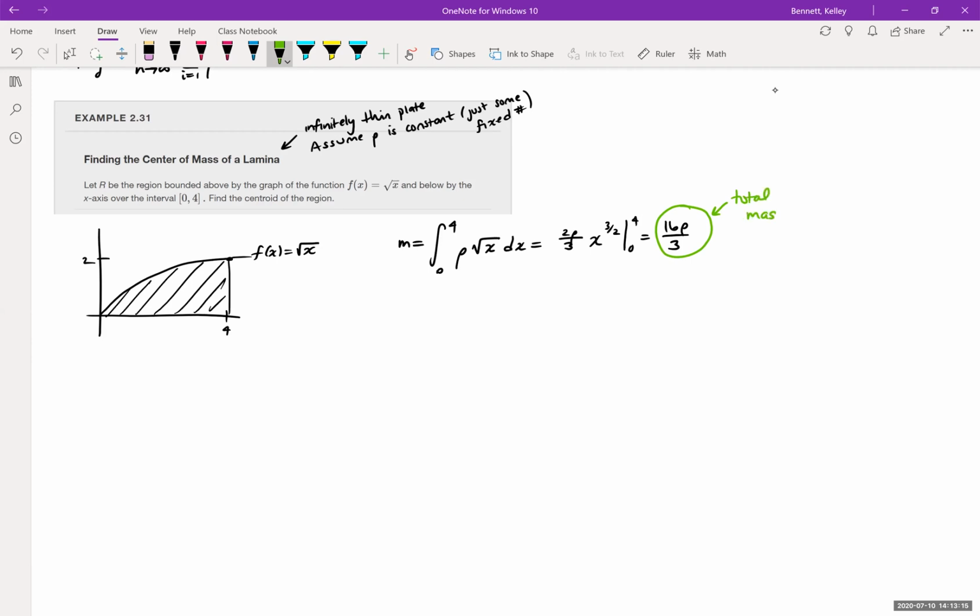You might be wondering, well, we don't know what rho is, and that's fine, because notice that when we get our centroid, it's going to be our moment over our mass. The moment is going to have rho in it, and our mass is also going to have rho in it. So they'll cancel out, and we'll just end up with some actual number without any unknowns. The next thing we need to do is determine m sub x.